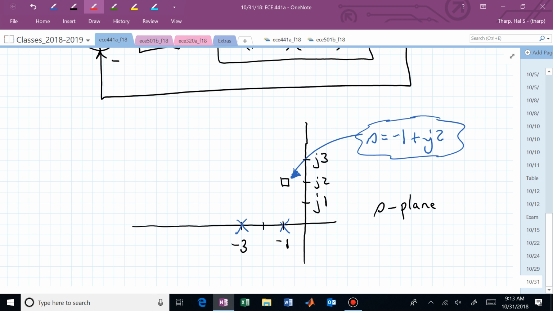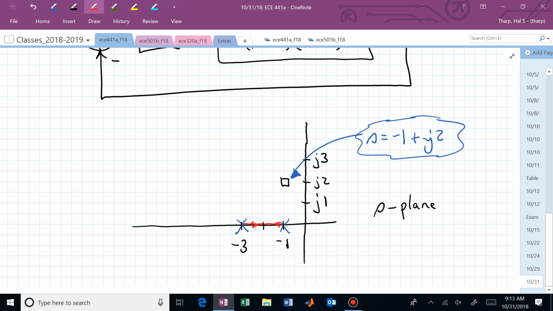I cut it everywhere I have a pole or a zero. I've cut it twice, so I have 3 sections of this French bread. The only section that belongs to the root locus is between those poles, 2 poles.